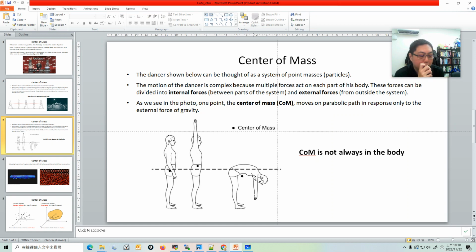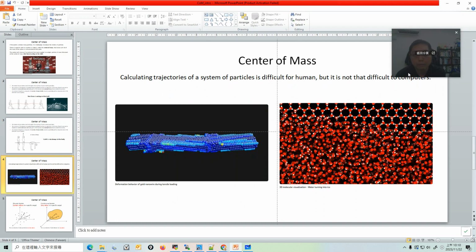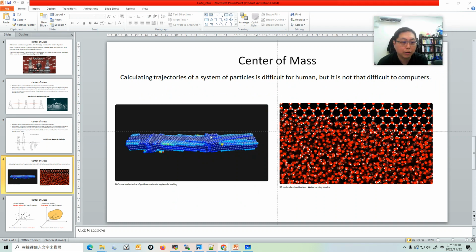And the next slide, I think I put some video on the Moodle, so I won't demonstrate or talk about this slide too much. Like I said, for humans it's difficult to analyze the trajectory of a system of particles. That's why we need the center of mass. But that's difficult only for humans. For computers, because they have very high computational power, calculating the trajectory of each particle in a system of particles is not that difficult.